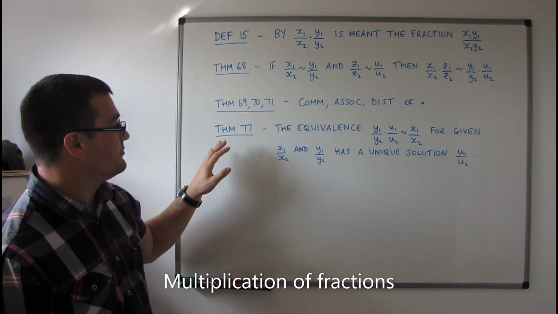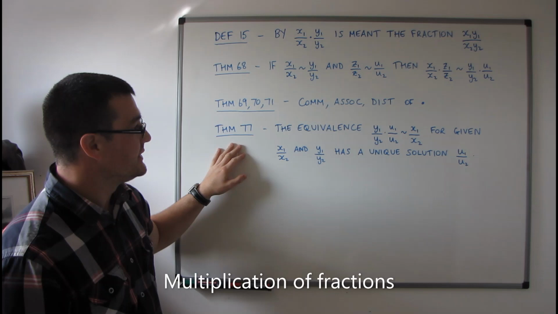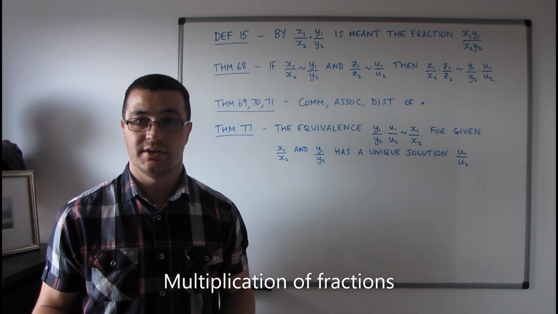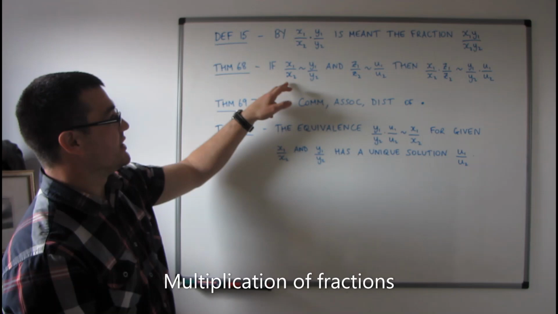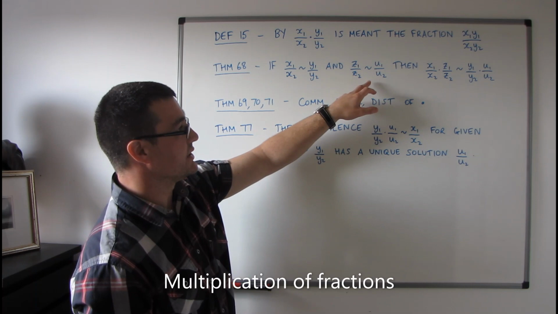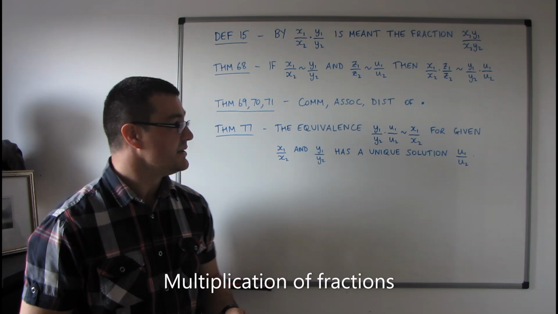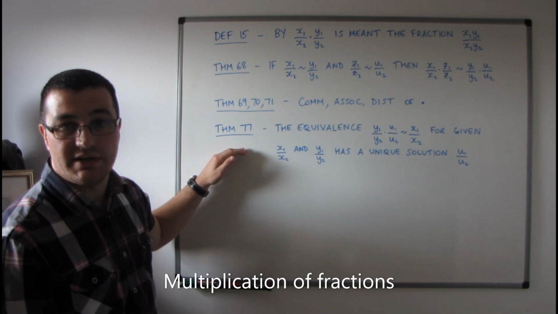And then we come on to Theorem 77, which I'm going to spend a little bit of time going through. So obviously, I've missed out theorems 72 to 76. They're not very interesting theorems. They're necessary, but they're really saying things like if x1 over x2 is greater than y1 over y2 and z1 over z2 is equivalent to u1 over u2, then this multiplied by this will be greater than this multiplied by this. There's nothing particularly interesting. It'd be a bit of a snooze fest if I were to go through all of the theorems. So I'm going to jump straight to Theorem 77.